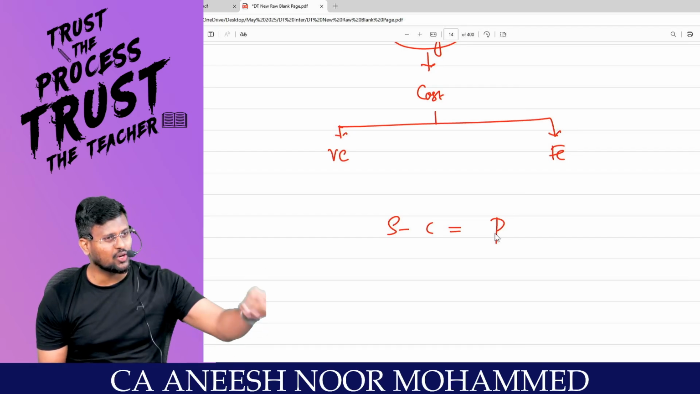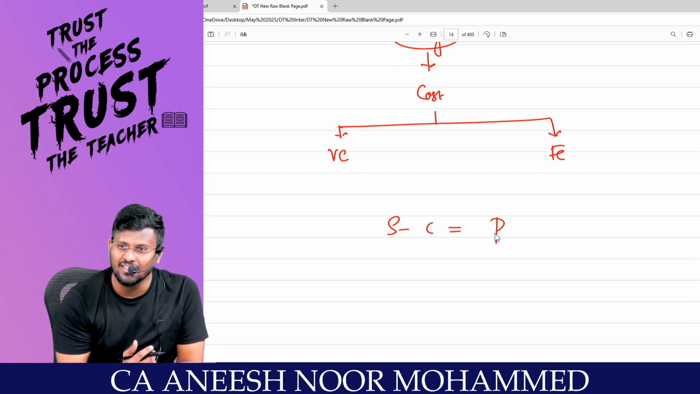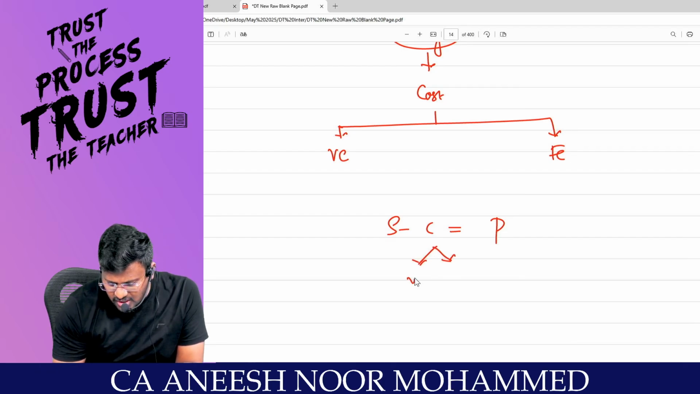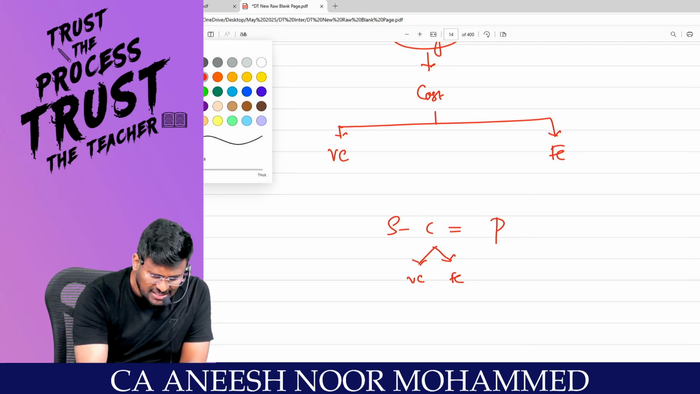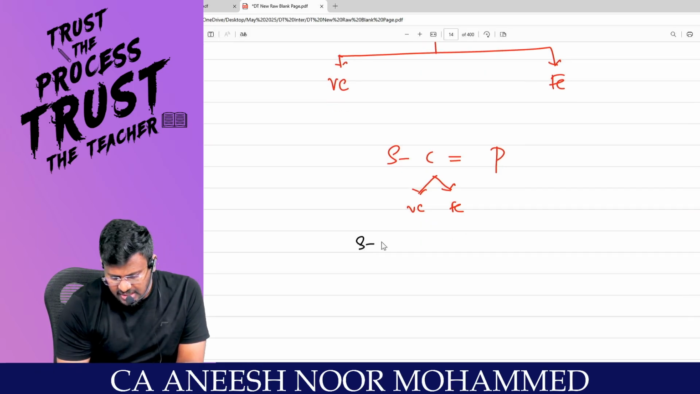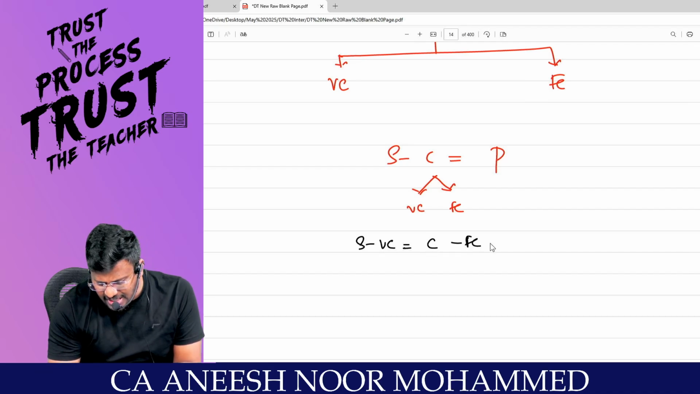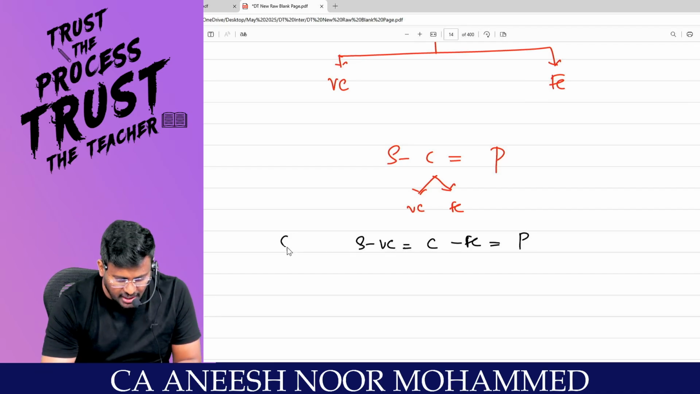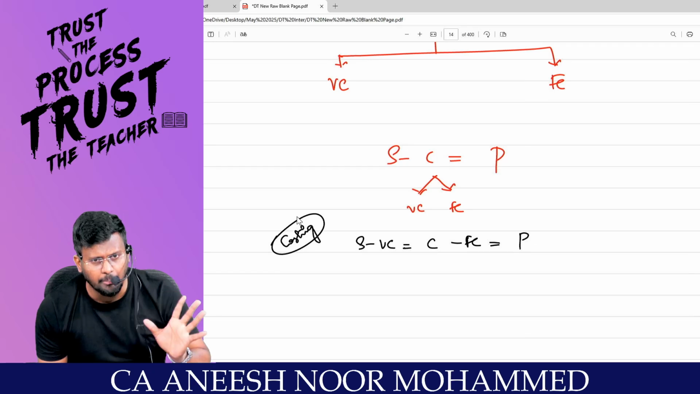Then this subject costing got an ego. It said, for what purpose then am I here? I should say something, no? So I want to classify the cost into variable cost and fixed cost. This equation has become sales minus variable cost is equal to contribution, minus fixed cost is equal to profit. This is what costing has made in the chapter on variable costing or marginal costing.